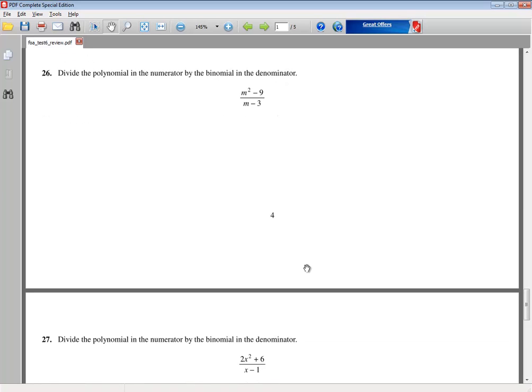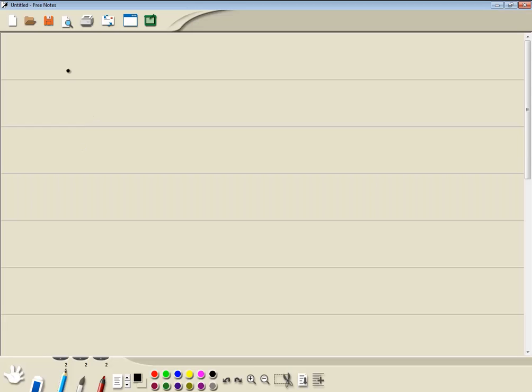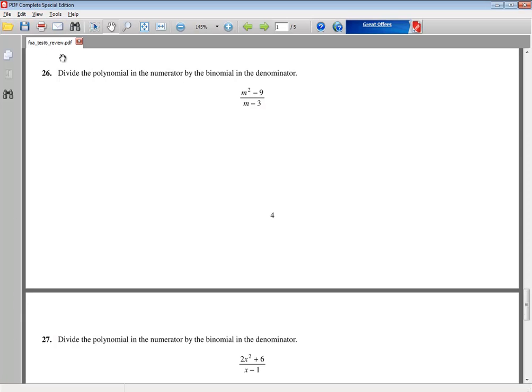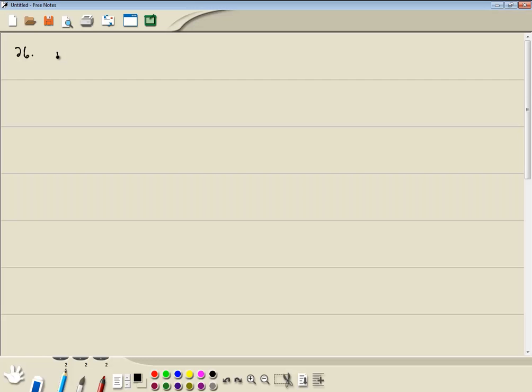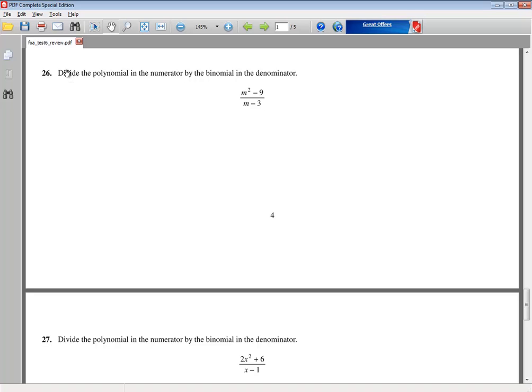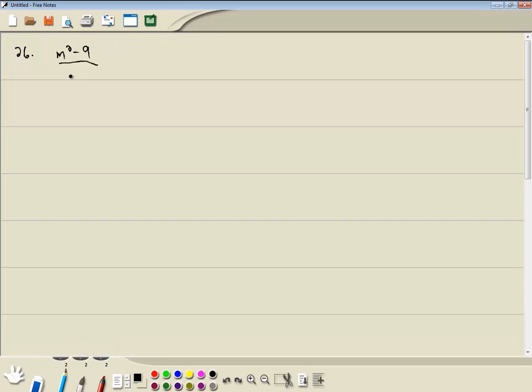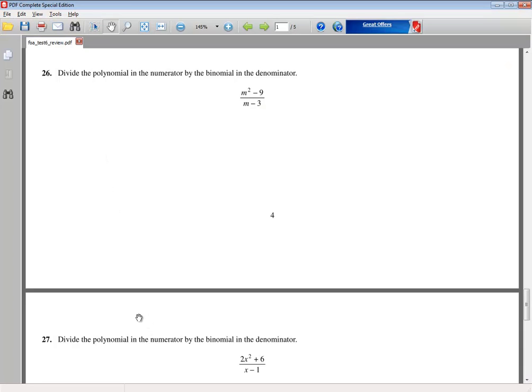Let's look at number 26. We got m squared minus 9 over m minus 3. Now the instructions say divide the polynomial in the numerator by the binomial in the denominator. I'm going to follow those instructions.